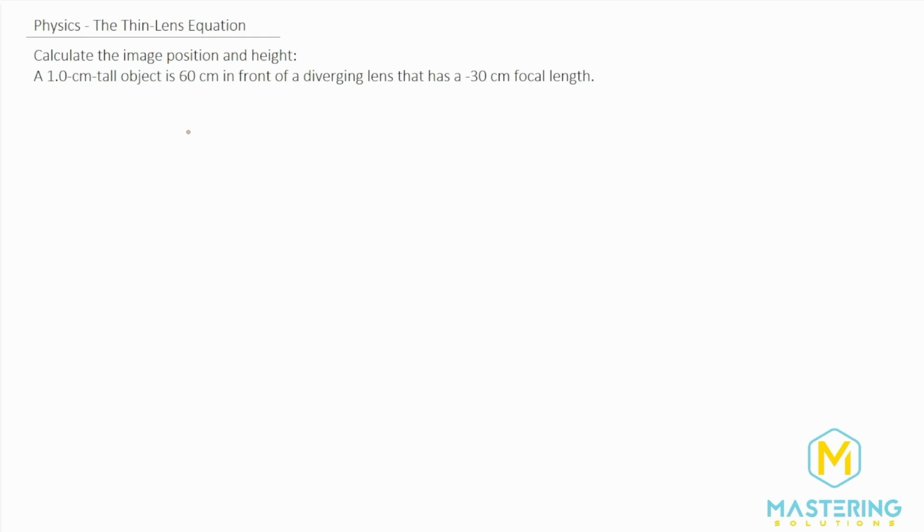Let's start with the image position, and we'll use the thin lens equation, which we've used a lot. It says that the power of the lens is equal to the inverse of the focal length in meters, and that's also equal to the inverse of the image distance plus the inverse of the object distance. So now we're trying to solve for this one. If we subtract 1 over s, that'll give us 1 over s prime is equal to 1 over f minus 1 over s. And we're given everything, so let's plug them in.